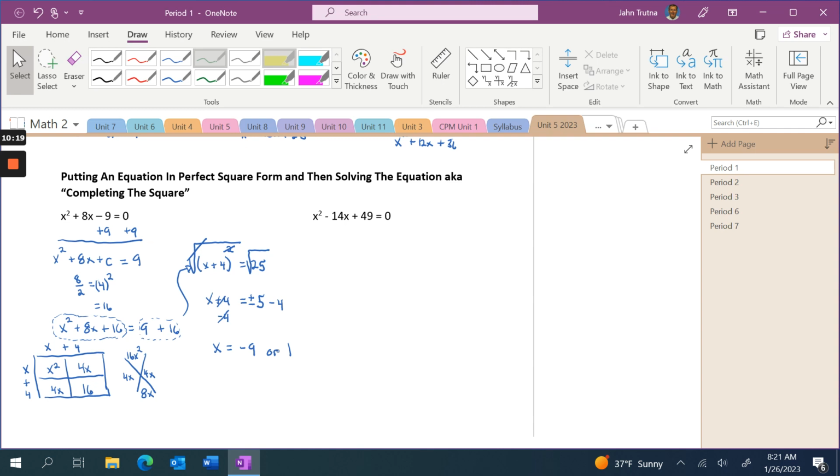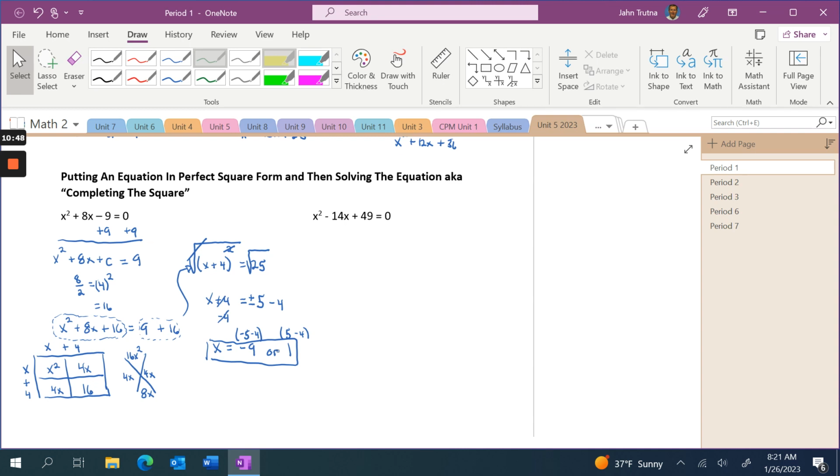Now, how did I get -9 for one of my answers? The way I got the -9 is I took the -5 part of the problem and subtracted 4 from it. -5 minus 4 is -9. How did I get +1? I took the +5 portion, minus 4 is +1, okay? So this is an example of how we use what we call completing the square. All right, let's move on to the second example.